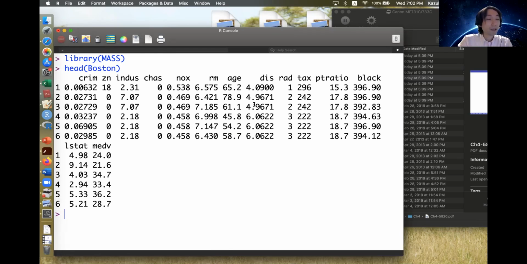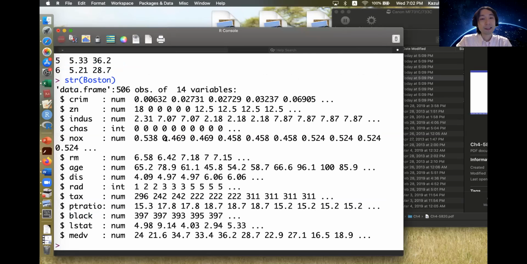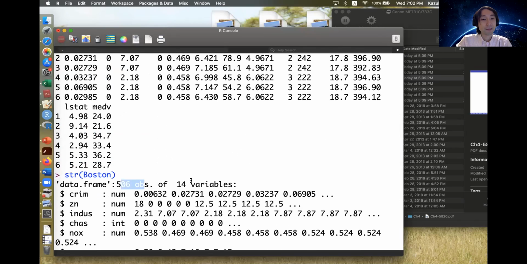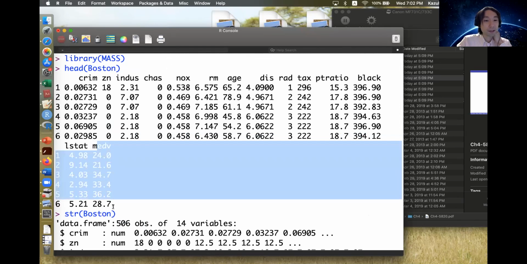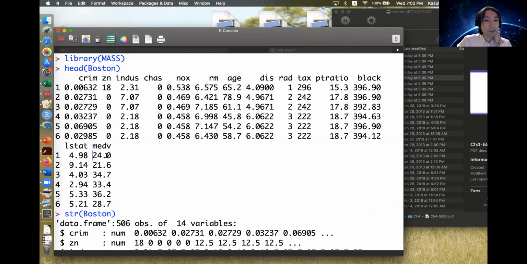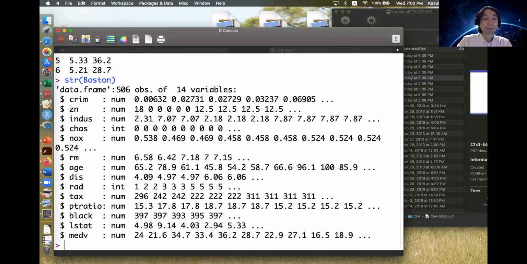And we have 506 observations. If you see, for example, the structure of Boston, you can see that we have 506 observations of 14 variables. Basically this tries to explain the median home value by some other characteristics. The median home value is the last column, so 24.0, probably 24,000. I think this is an old data set, so numbers are small. You can see the help of Boston to see.